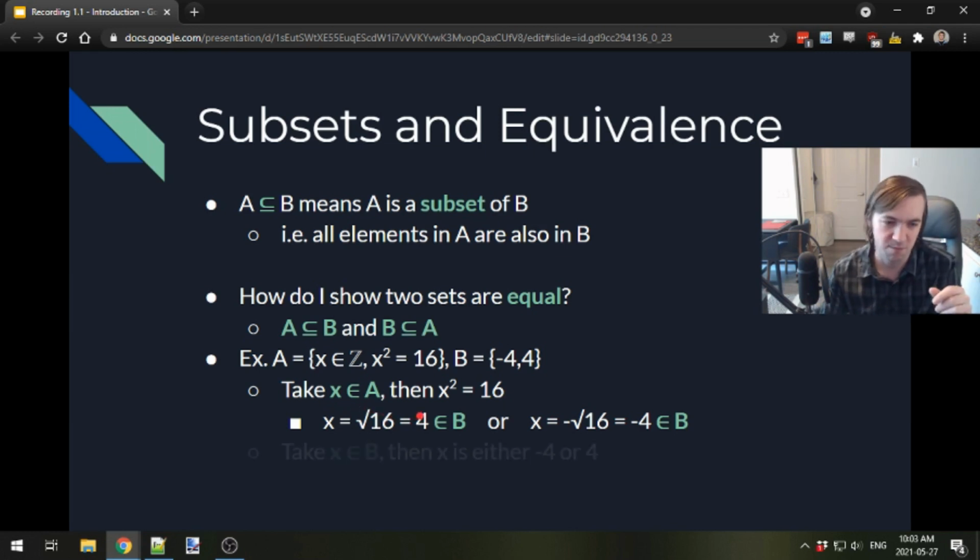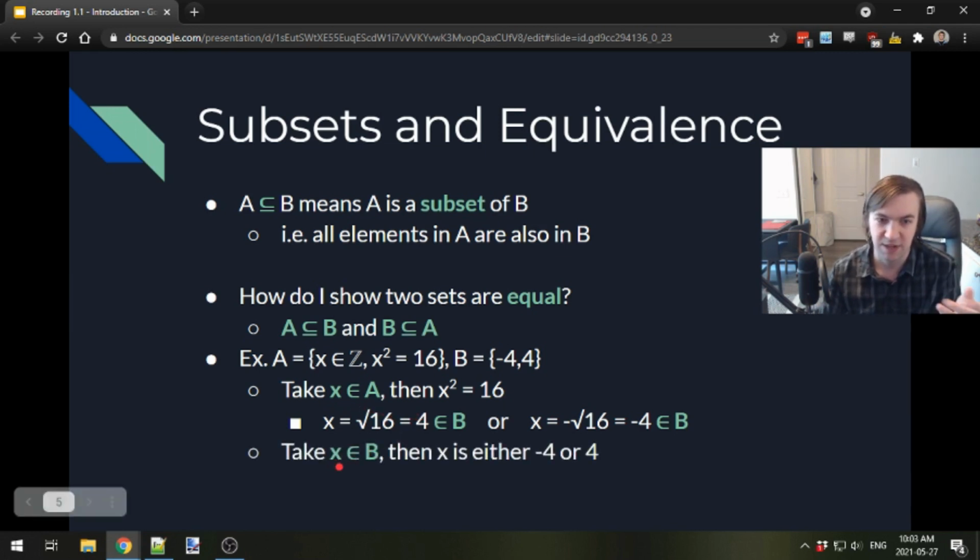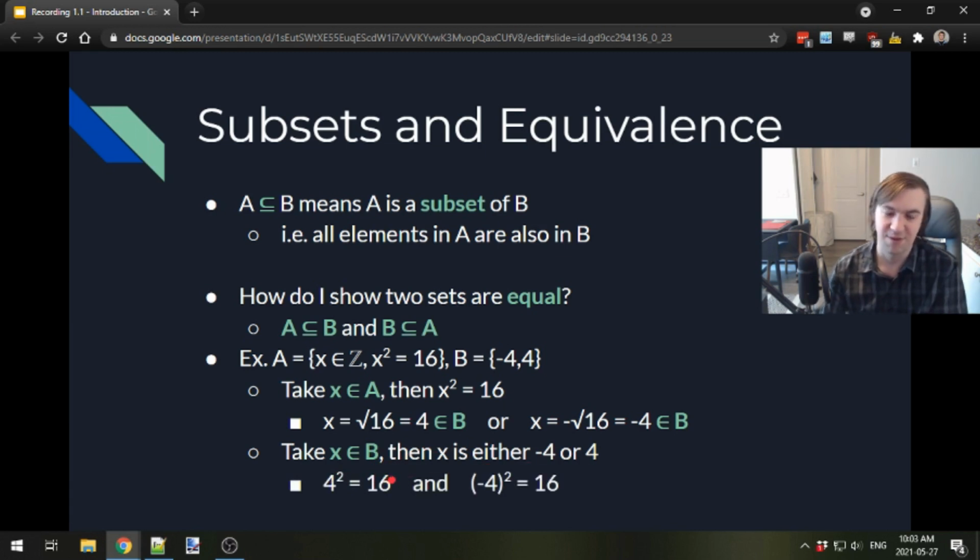How about the other way around? All right, well, take an element that's in B. That means that X, our element, is either -4 or 4. All right, well, what's 4 squared? It's 16, so that means that it's in A. And what if it's -4? Well, that squared is also 16, so that means that X is in A. And since we've shown both of these, that means the two sets are equivalent.